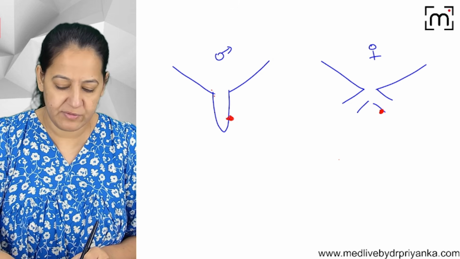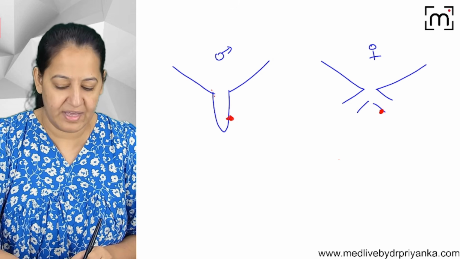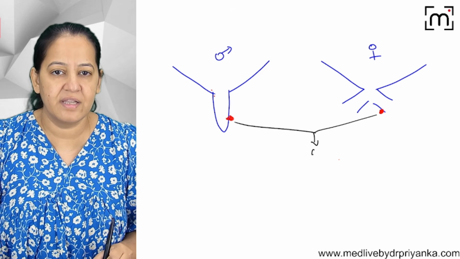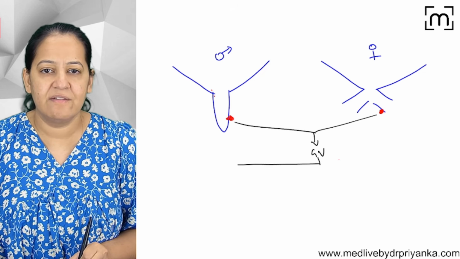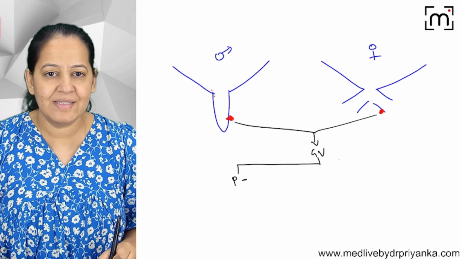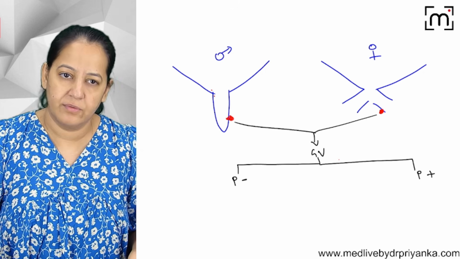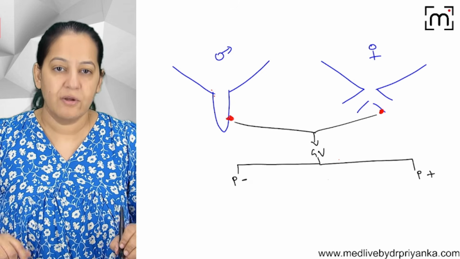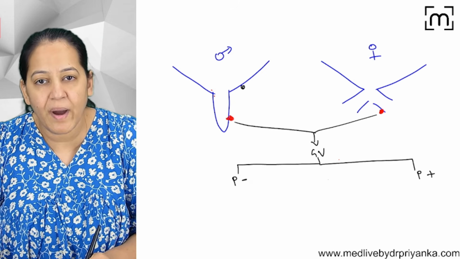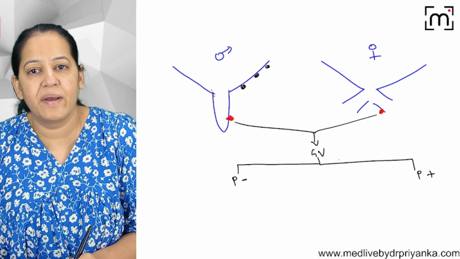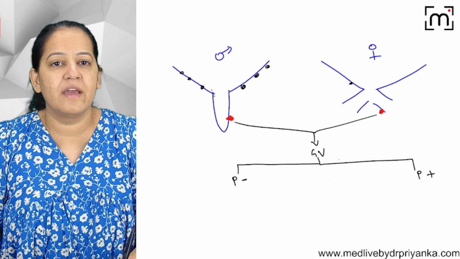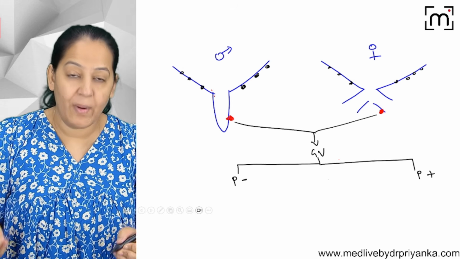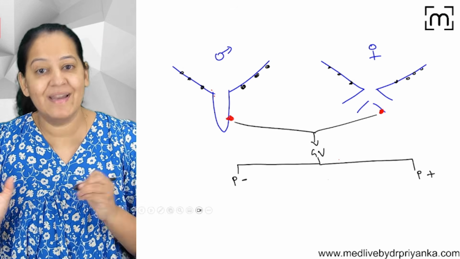So first of all, you have to see this genital ulcer. You can learn with the help of a diagram easily. First have a look at the genital ulcer, whether it's painless or painful. Now, the second thing you have to see is the inguinal lymphadenopathy. Here is the inguinal lymphadenopathy. You can see. So for this inguinal lymphadenopathy, you have to see whether it is painless or painful.